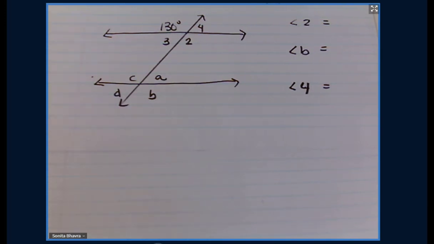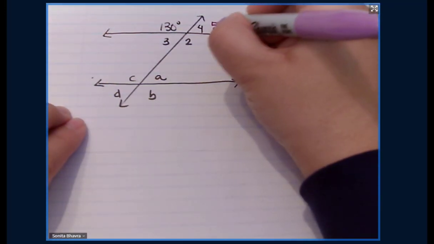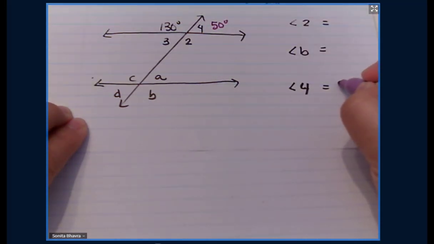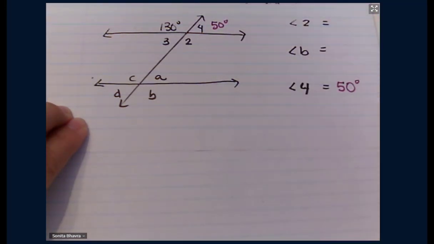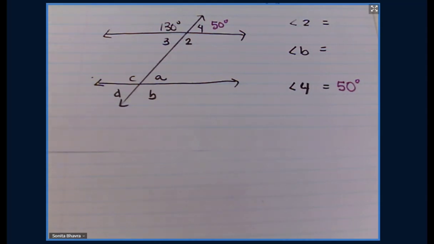It is a straight line, so it does have to add up to 180. For angle 4, just 180 minus 130, which gives me 50 degrees. So angle 4 here is 50 degrees. Once we know that, we can fill in the rest using our knowledge of opposite angles and alternate angles and so on.